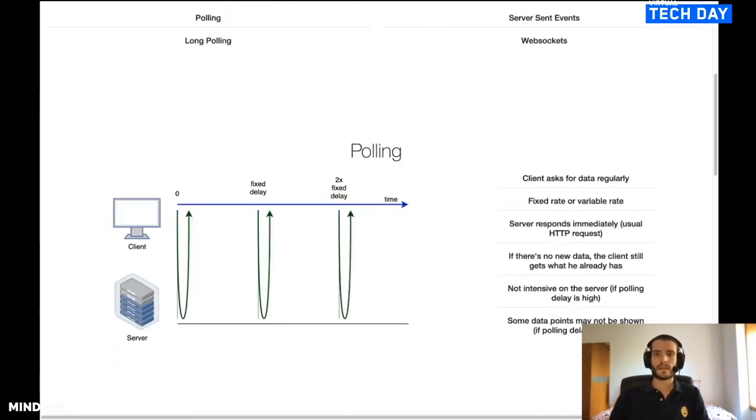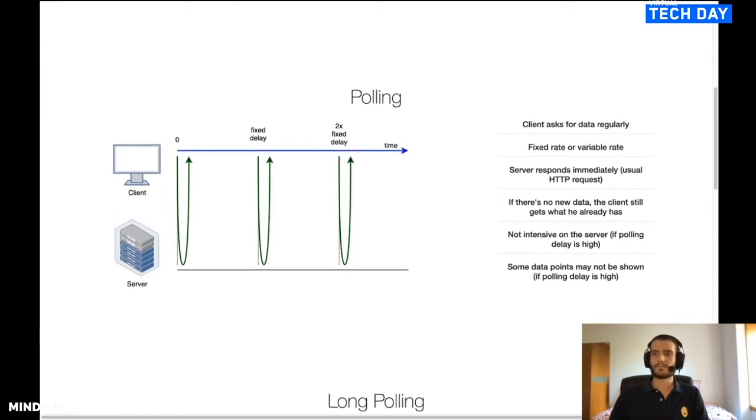Now let's start with polling. What is this? Polling is basically a technique in which your client asks for data regularly, either at a fixed rate or a variable rate. Let's say that every 10 seconds I call an HTTP endpoint to fetch the latest value that is stored in the database. The server immediately responds with the data that it has stored in the database, or in a cache or something.